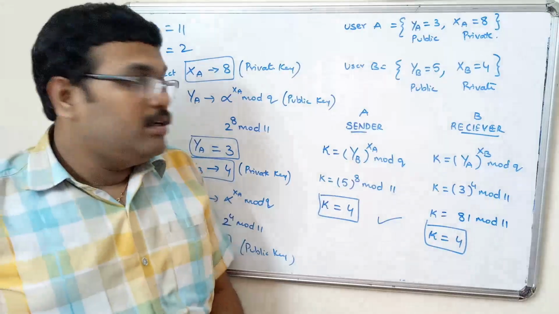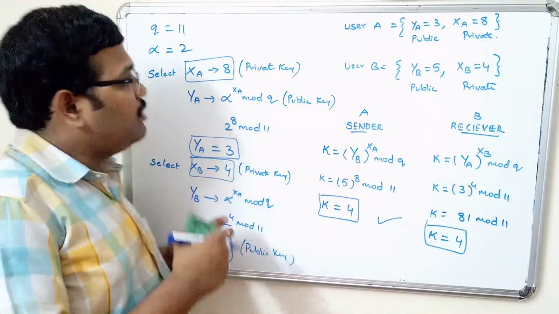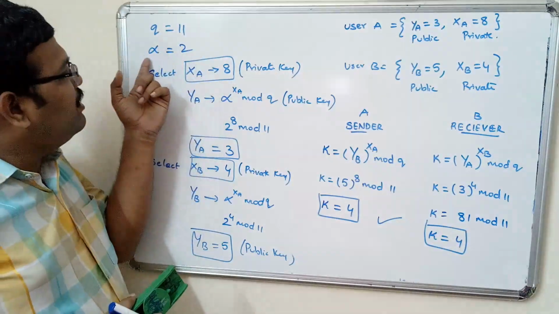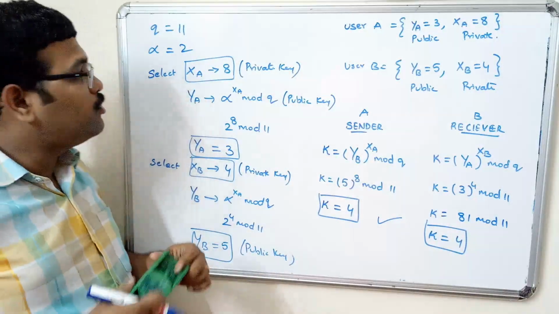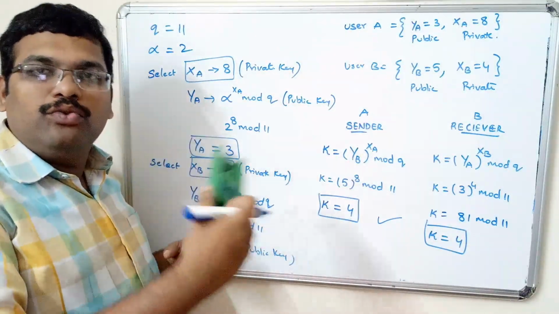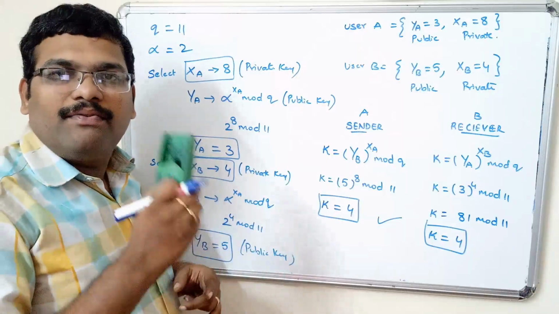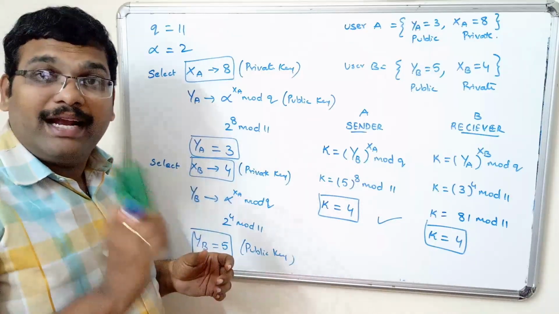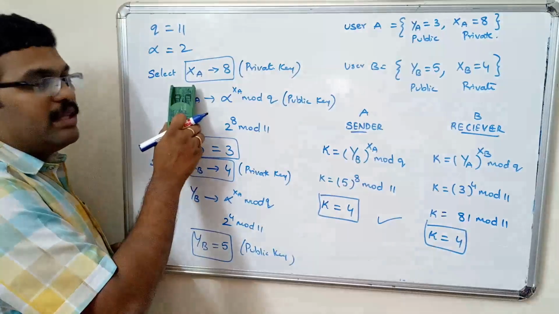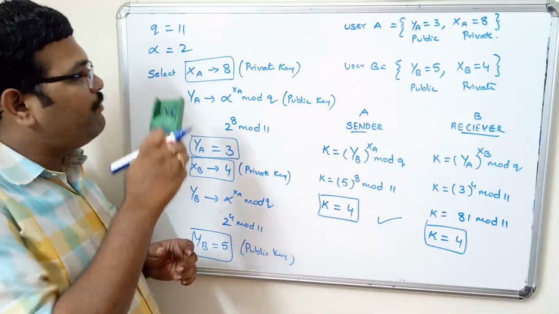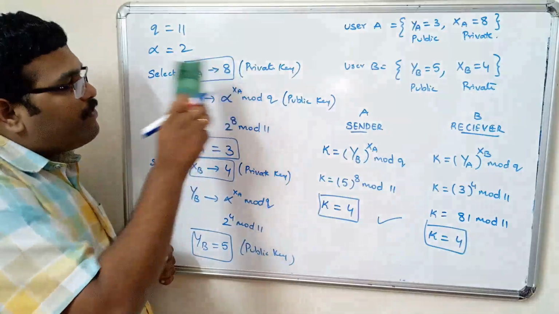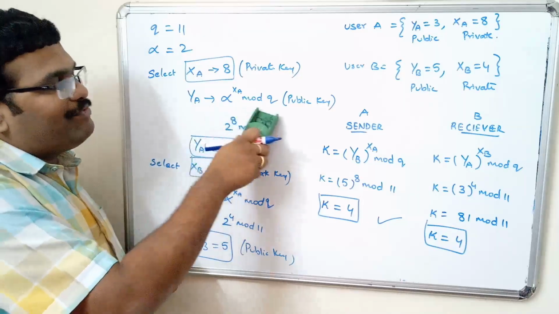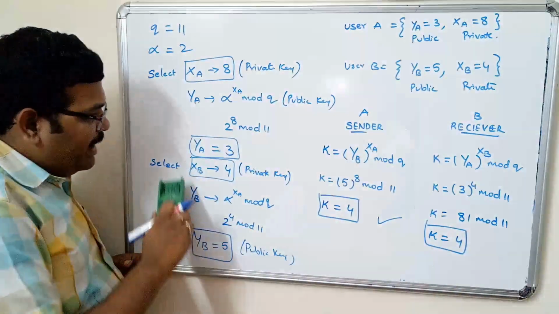So I will just give a brief overview once again. First we have to select the prime number q, and then in the next step we have to select the primitive root, so that the primitive root power of 1 to q minus 1 should give the numbers from 1 to q minus 1 without any repetition. We have to get all the numbers, and then in the third step we have to select the private key of user A, and from that private key of user A we have to calculate the public key of user A by using this formula, alpha power xa mod q, and then we will get the public key.